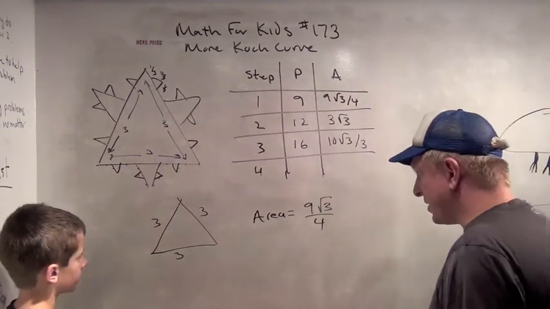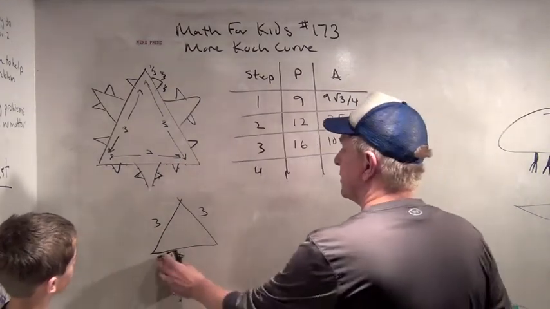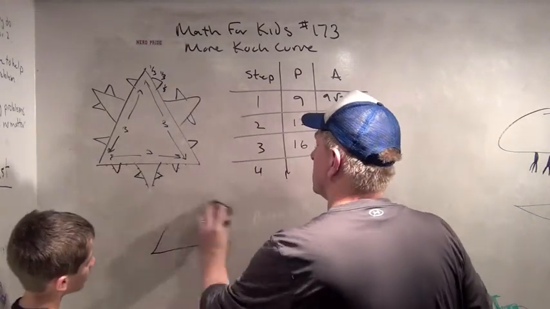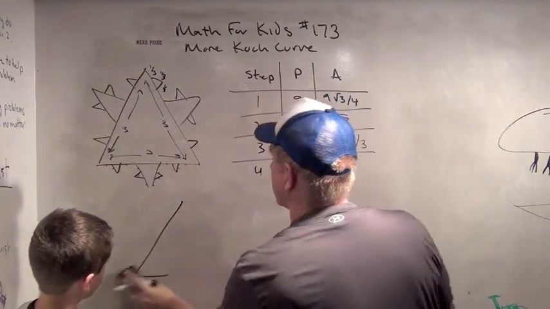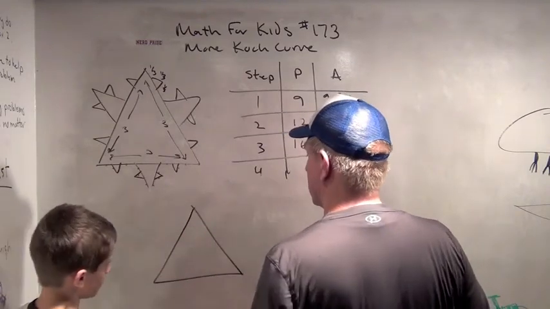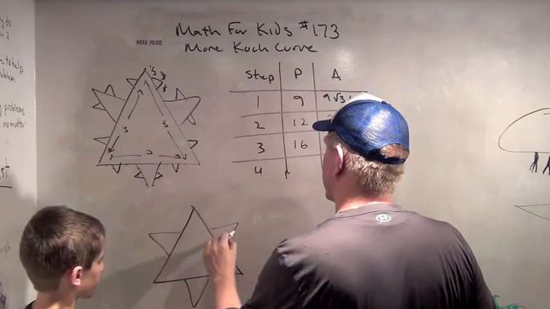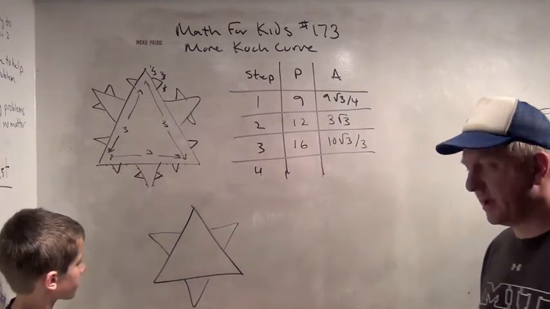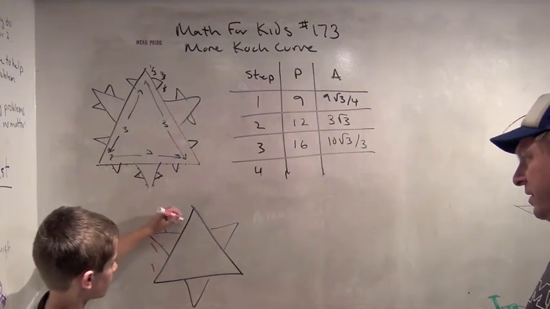Okay. On step 2, what did we do? Well, let me draw this a little bigger. We cut the equilateral triangle into thirds and then draw a new triangle on each one of the thirds. Great. So we have a triangle that looks kind of like this. And how long is each one of the sides on the outside? One. Okay, label that.